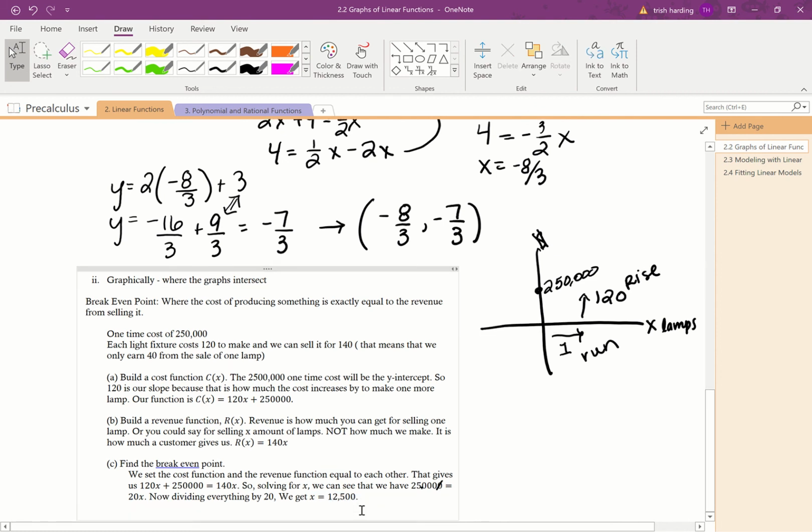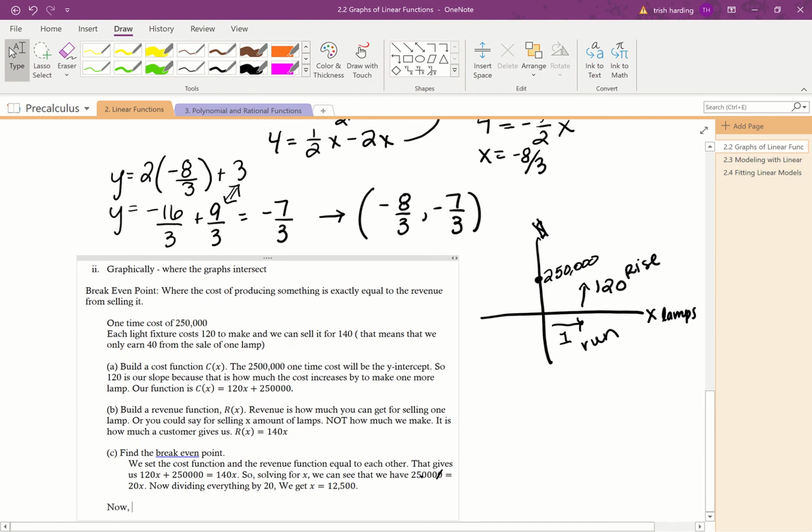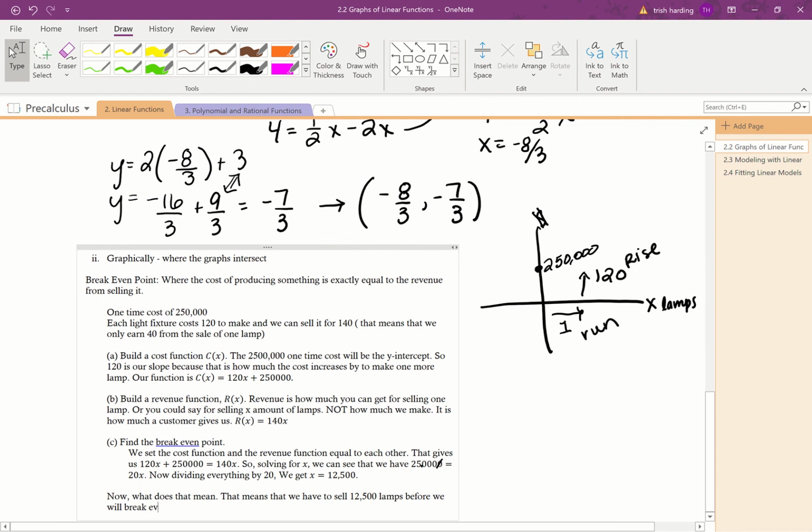Okay. Now, what does that mean? That means that we have to sell 12,500 lamps before we will break even. So better get to selling, because that's a lot of lamps. And that concludes Chapter 2, Unit 2, Graphs of Linear Functions.